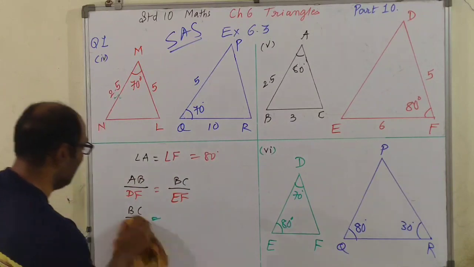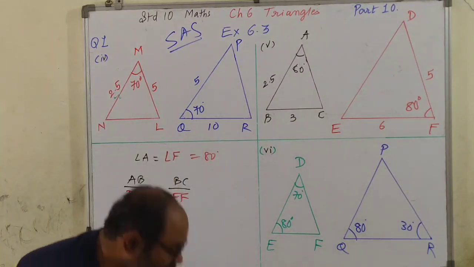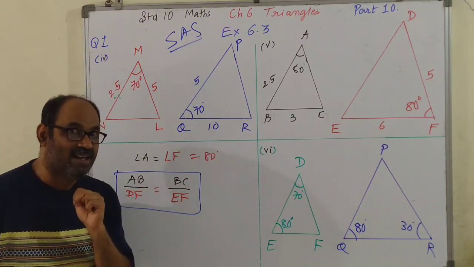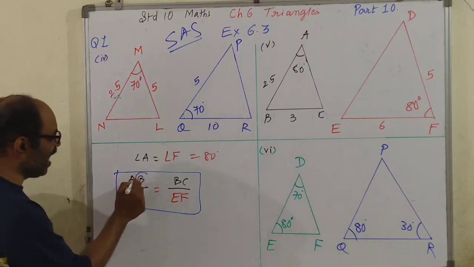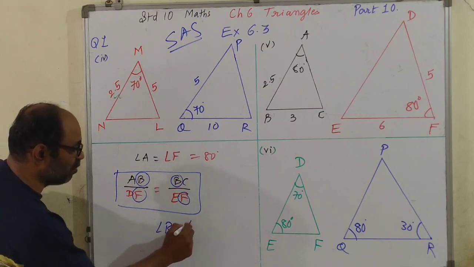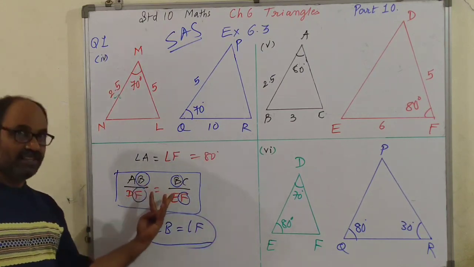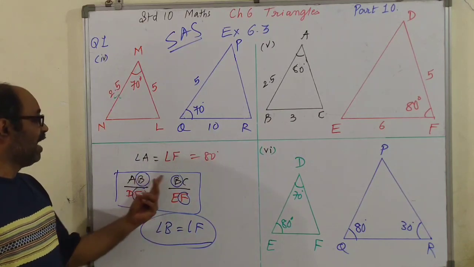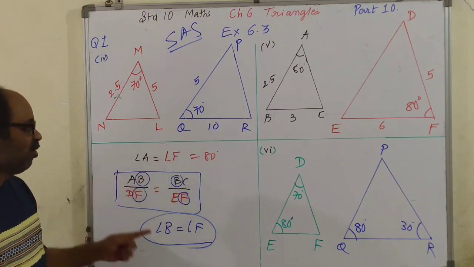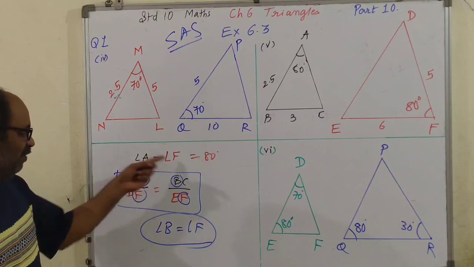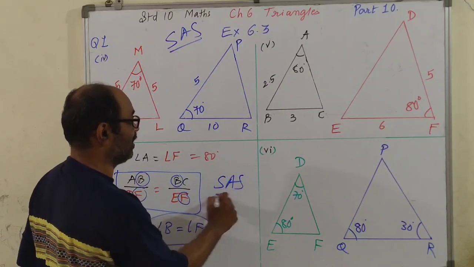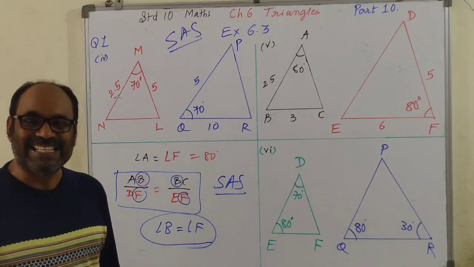Hey children, corresponding sides are equal. Two corresponding sides are in proportion. Which is the included angle? B. And here F. So angle B should be equal to angle F. If these two corresponding sides are in proportion, included angle B and included angle F, they have to be equal. But here F is equal to A, F is not equal to B. So it looks as if SAS condition is satisfied, but it isn't.